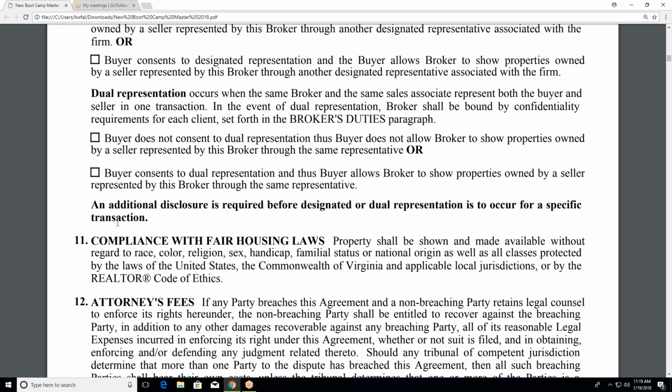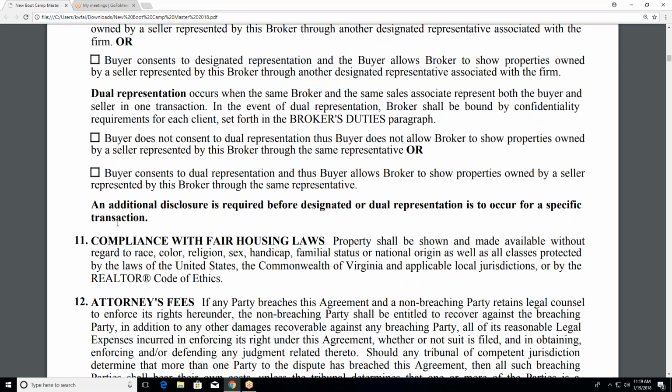So, okay, attorney's fees. If any party breaches this agreement and a non-breaching party retains legal counsel to enforce its rights hereunder, the non-breaching party shall be entitled to recover against the breaching party, in addition to any other damages recoverable against any breaching party, all of the reasonable legal expenses incurred in enforcing its rights under this agreement, whether or not suit is filed, and in obtaining, enforcing, and or defending any judgment related thereto.